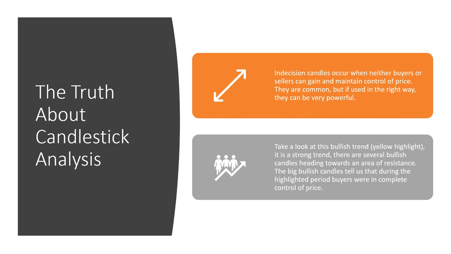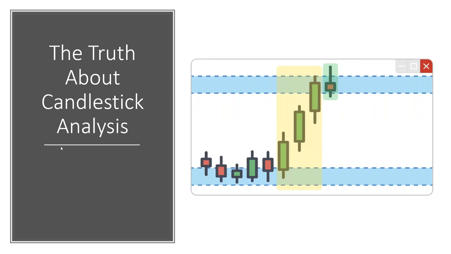So let's take a look at the bullish trend on this chart. Again, we have the reverse of what we saw before. Strong move up and the indecision candle. But like I said, this happens all the time. It doesn't help our trading, doesn't help our decision-making, and is not part of a strategy. It just happens. This is the way the market happens to be.